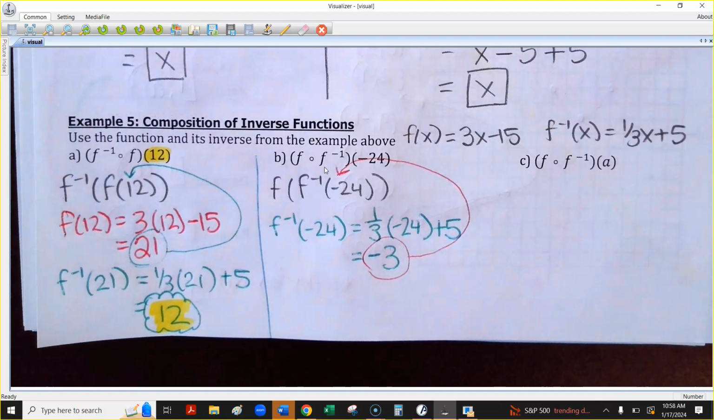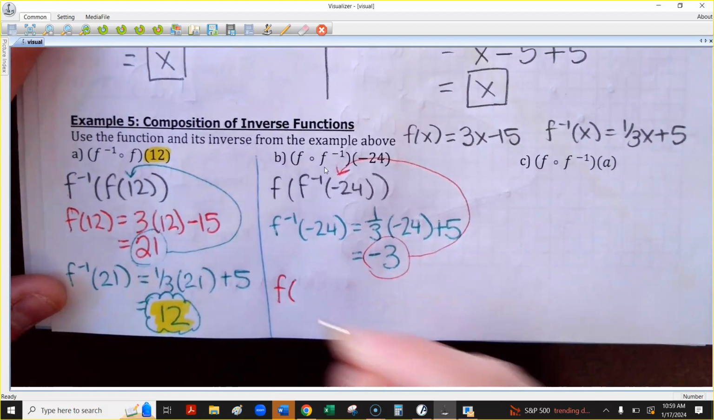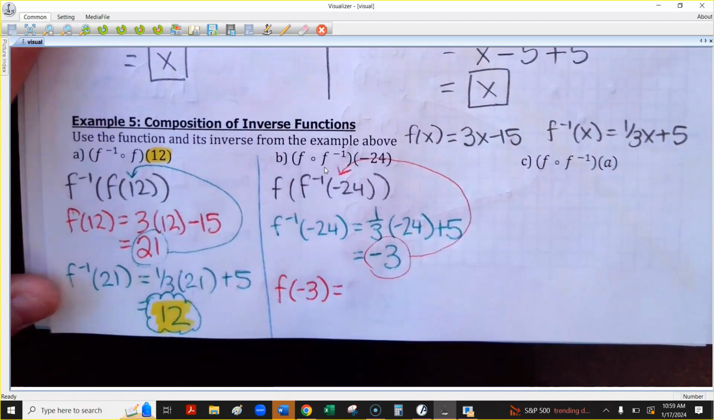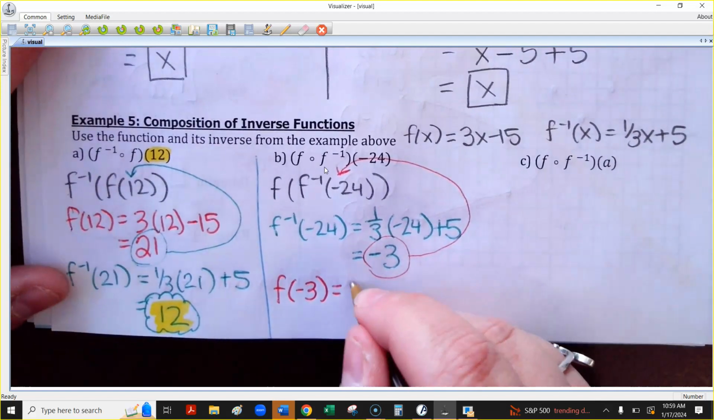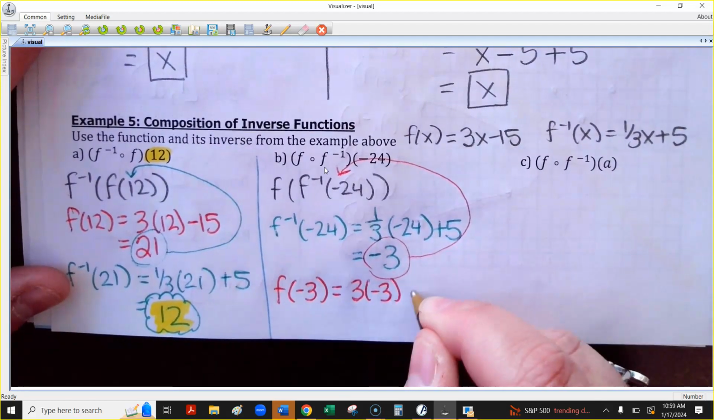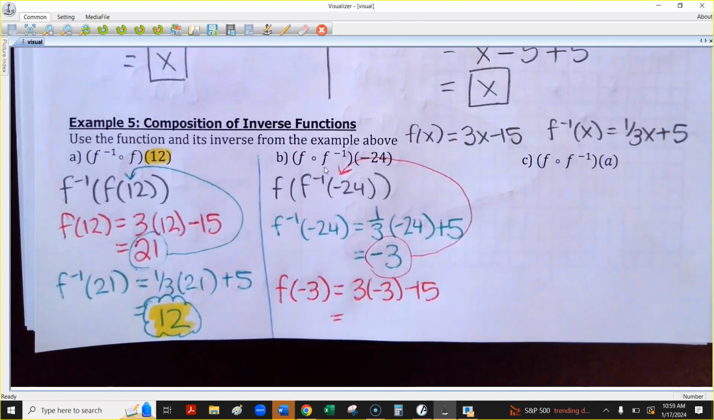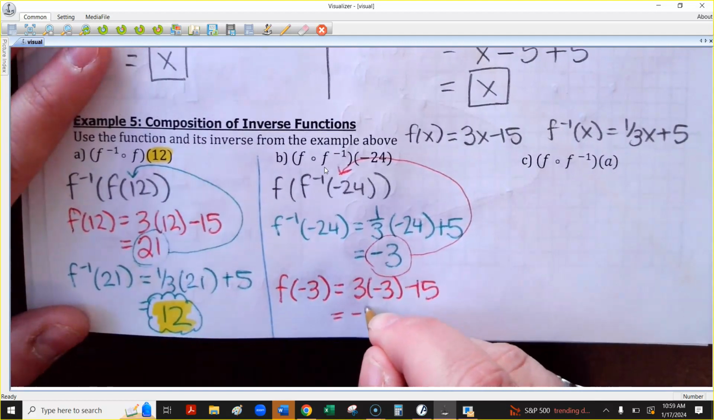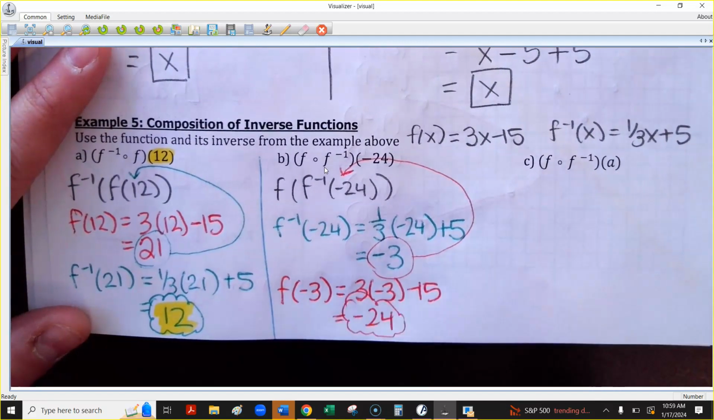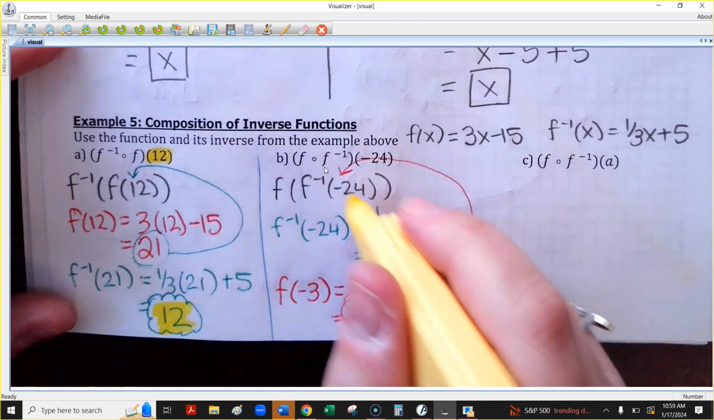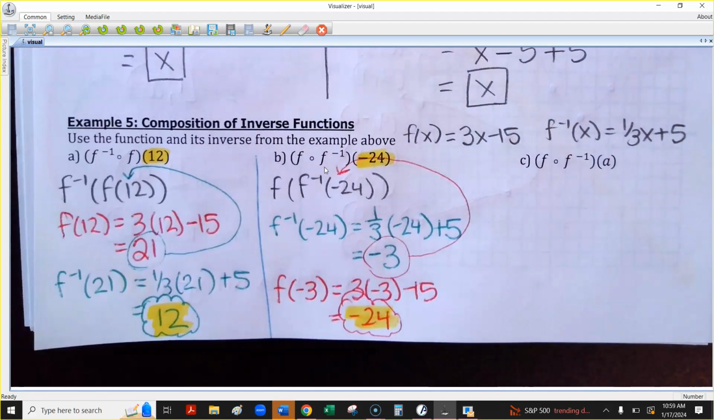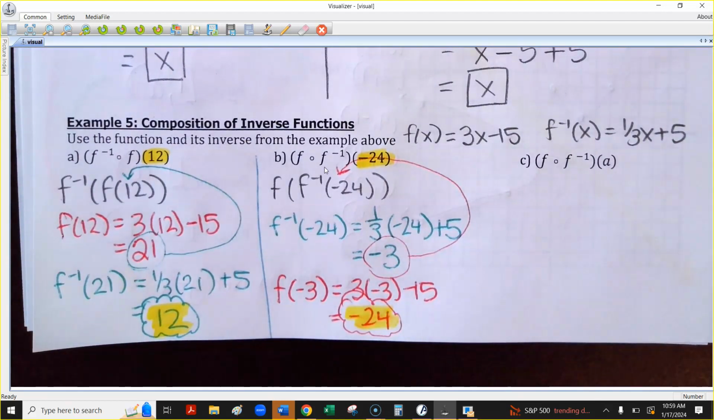And then this one, now I know what the inverse with the negative 24 plugged in ends up being negative 3. So what we're going to do to finish off answering the question is plug in negative 3 to the original function. So 3 times negative 3 minus 15, you get negative 9 minus 15, which is negative 24. And again, you're going to notice what I was asked to plug in is what I got. Whenever you compose a function with its inverse, and it doesn't matter which one goes first or second, they cancel each other out through the algebra, and it should just be whatever you plugged in.